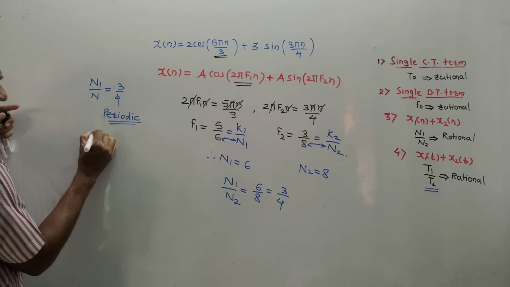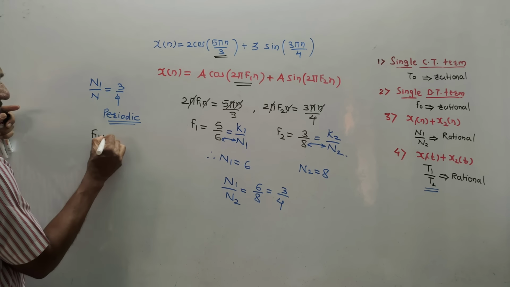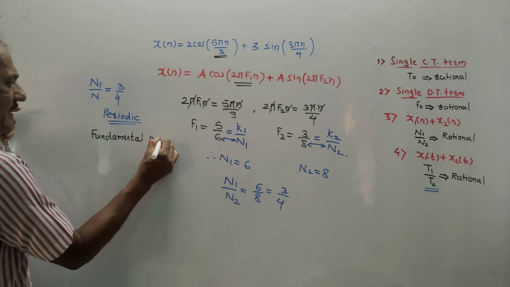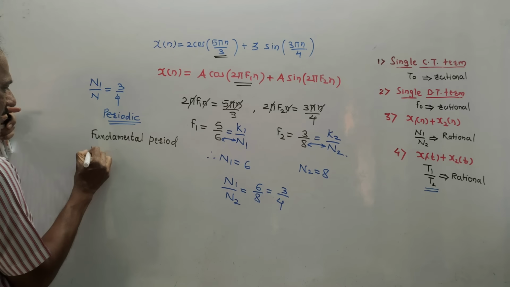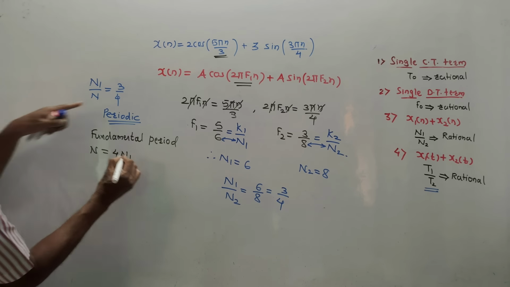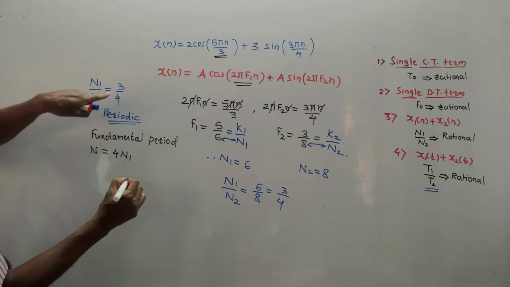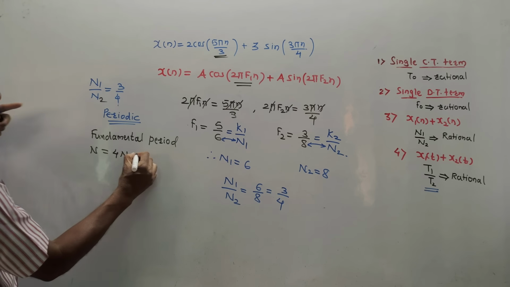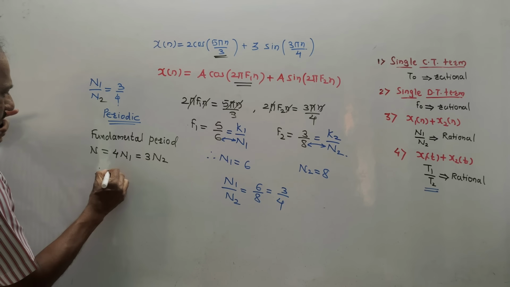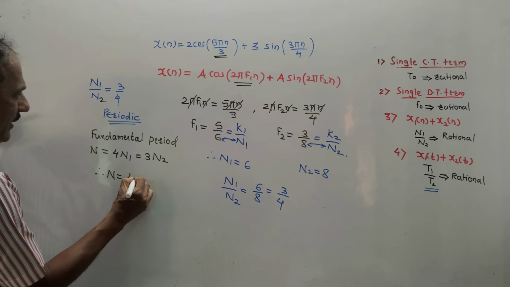So fundamental period, I will write it over here. Fundamental period, that is capital N, is equals to, take cross multiplication. It is either 4n1, 4 into n1, or 3, this is n2, 3 into n2, which is same as 3n2. Therefore, fundamental period is 4 into n1.